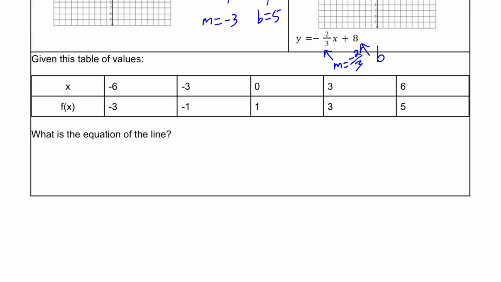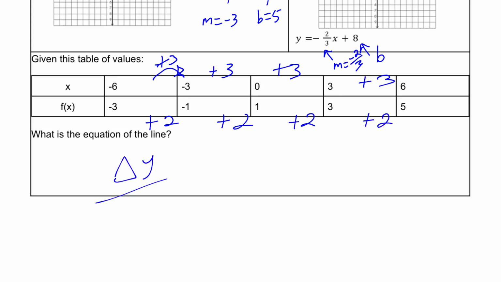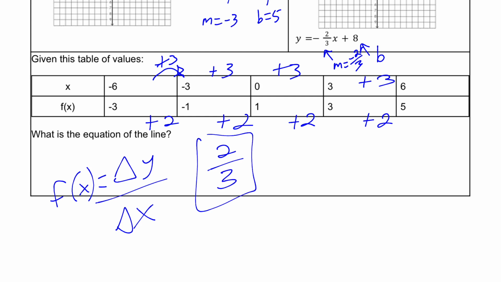If I look at the pattern, the x values are going plus 3, plus 3, plus 3, plus 3. The y values are going plus 2. So consider that I look at the change in y divided by the change in x. Y is a whole lot like f of x. They're the same. So my slope here is 2/3.